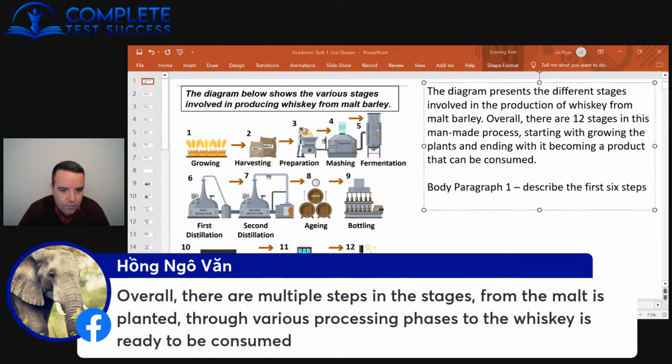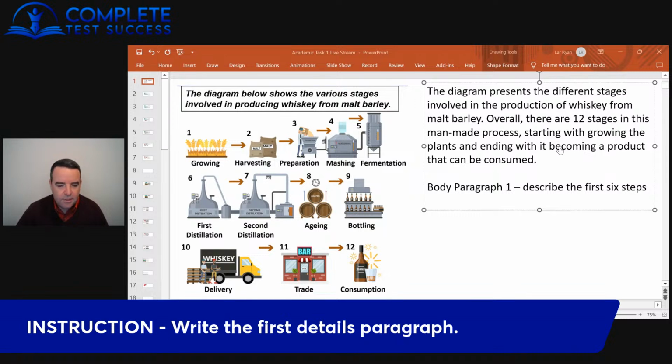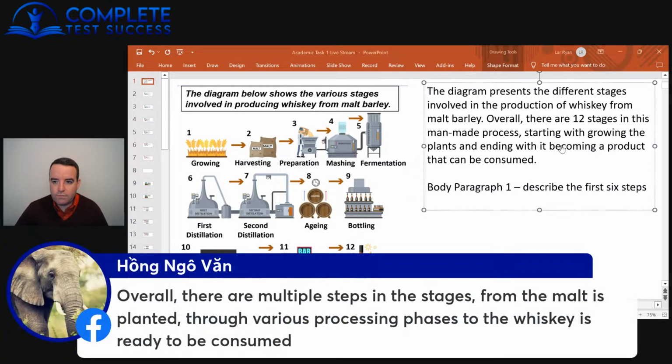"Overall, there are multiple steps in the stages." No. A step and a stage is the same thing. If you look at this question here, there are 12 steps or 12 stages. We can also call them phases. So steps, stages, and phases. But you're confusing the word stage for process. So overall, there are multiple steps in the process, but we can give the number of steps. Instead of saying there are multiple, say specifically 12, because that's what it shows us in the diagram.